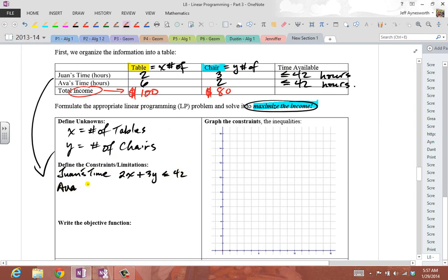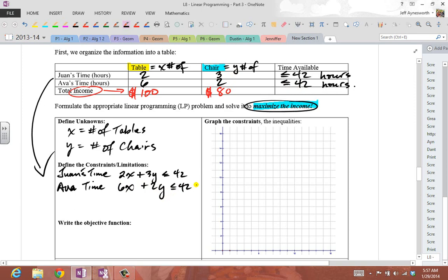Now Eva has a constraint too. She doesn't want to work more than 42 hours either. Now for one table it takes her 6 hours. So you've got to take 6 hours per table times the number of tables, so 6 times x, plus her time to make a chair, 2 hours per chair, times y, so 2y here, has got to be less than or equal to 42. So 6x plus 2y is going to be less than or equal to 42.